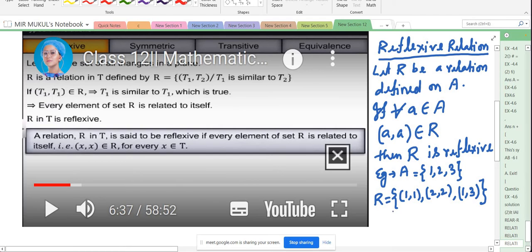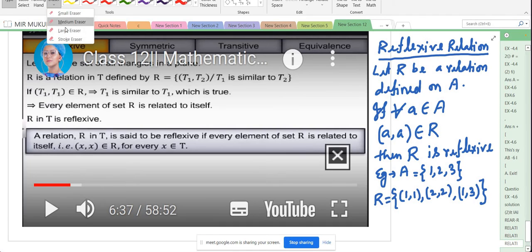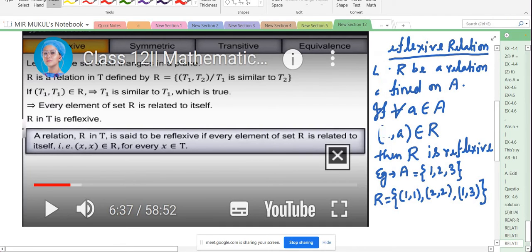No, sir. Because A contains 1, 2 and 3. (1, 1) is present, (2, 2) is present. That means 1 is related to 1, 2 is related to 2. But 3 is not related to 3. So we can say that it is not reflexive. Understood? Yes, sir. Okay, so I'll wrap this.